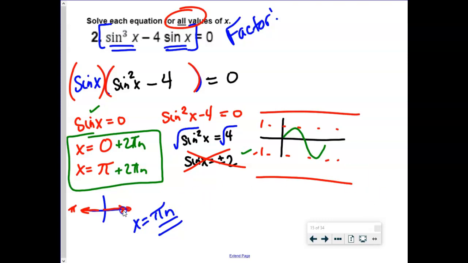So n was any integer. So negative 1, 0, 1, 2. If I have to land here and here and here and here and here and here, it would be every rotation of pi. So 0 pi, 1 pi, 2 pi, 3 pi.